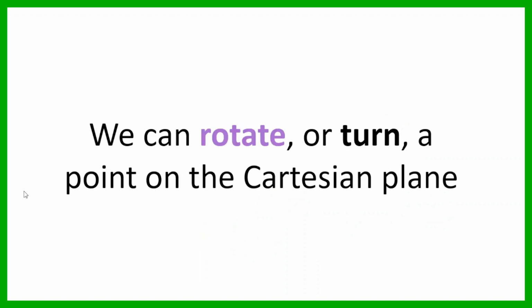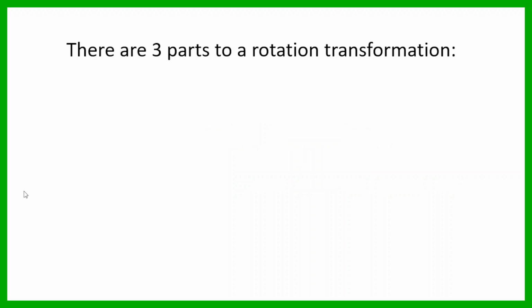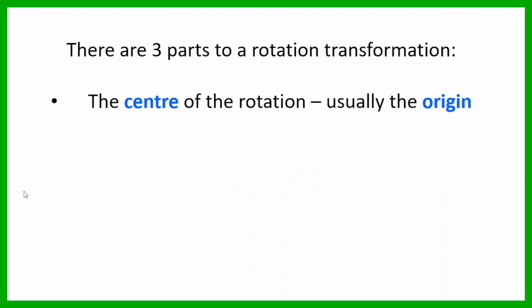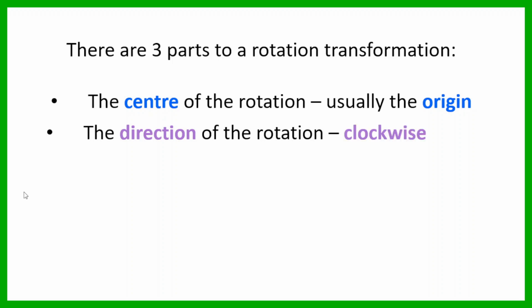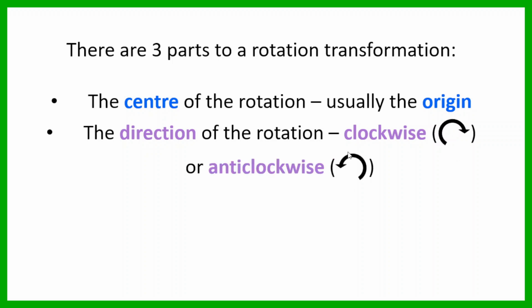We can rotate or turn a point on the Cartesian plane. There are three parts to a rotation transformation that we need to be aware of. The first one is the center of the rotation. It's usually the origin, but it can be other points. But what we're going to be working with is rotating points around the origin. There's also a direction for the rotation that you need to be aware of. It can be clockwise, which is going in this direction, the same as the numbers on a clock, or the direction that the hands move on a clock. Or it can be anti-clockwise, which is in the opposite direction.